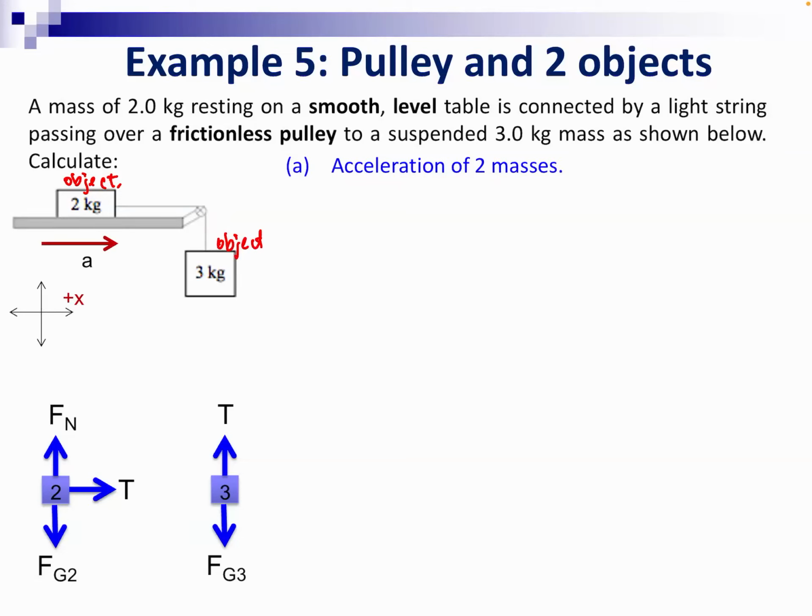Okay, now we set up our coordinate axes. The x-axis should be in the direction of the positive x-axis. Notice how the positive x-axis is in the direction of the acceleration. This is for the 2 kilogram mass. If we set up the axes for the 3 kilogram mass, notice how your x-axis is still in the horizontal position. Your y-axis is still in the vertical position. But because your acceleration is directed downwards, the positive y-axis should follow the direction of acceleration.